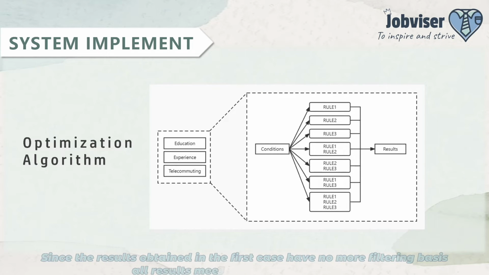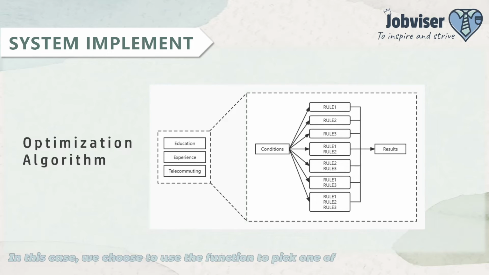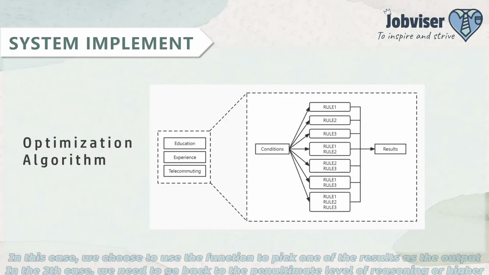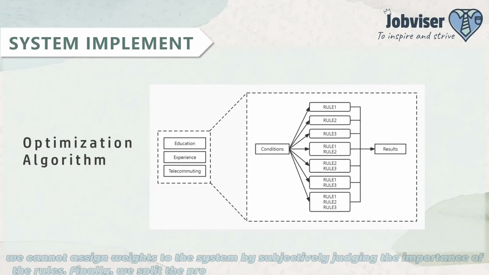Since the results obtained in the first case have no more filtering basis, all results meet the filtering conditions, which means that we cannot continue to compare the quality of all results. In this case, we choose to use a function to pick one of the results as the output. In the second case, we need to go back to the penultimate level of reasoning or higher. However, due to the large number of parallel rules, we cannot quickly locate which rule has an empty reasoning result, and we cannot assign weights to the system by subjectively judging the importance of the rules. In the end, we split the progressive reasoning structure into parallel structures.